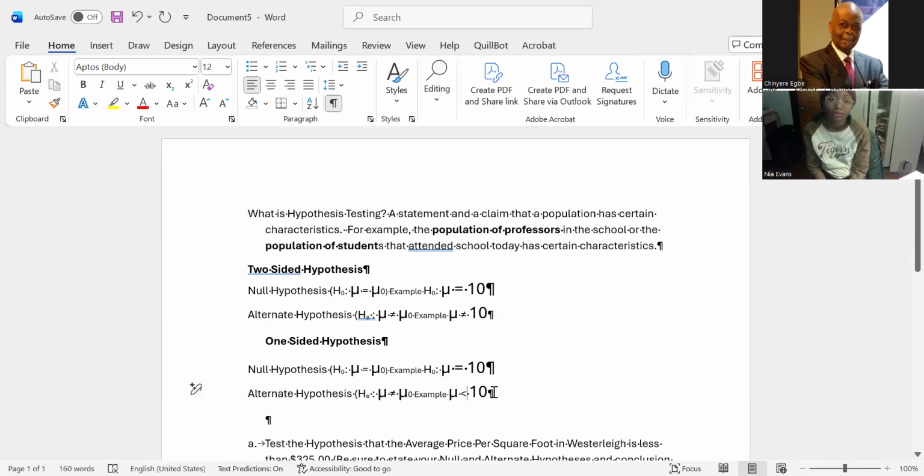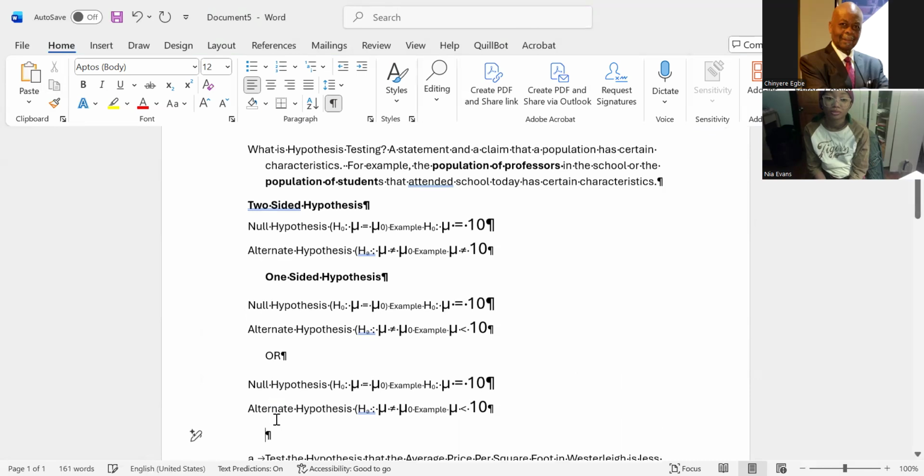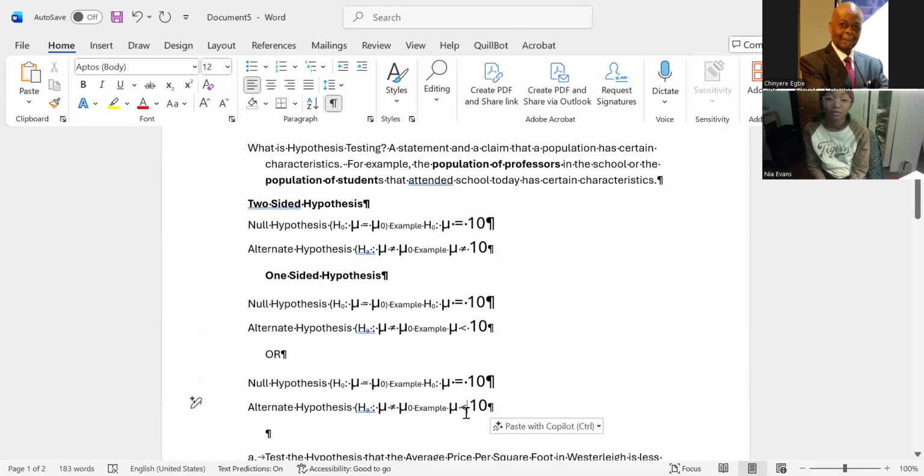All right? We state it either way. You could state it either way, that mu is greater than 10 or that mu is less than 10. You get it? Okay, got it.